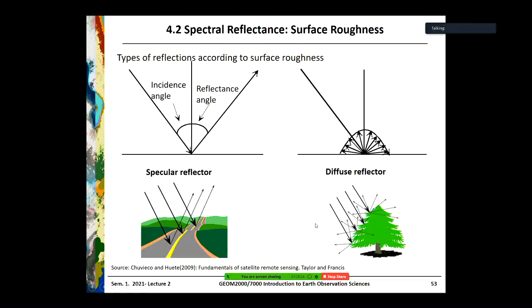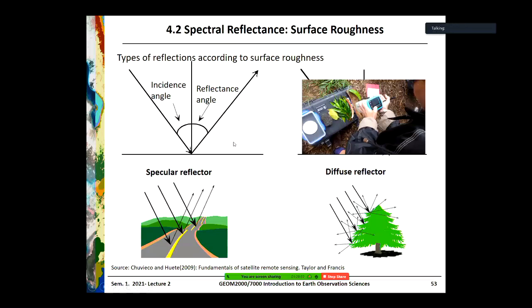Okay, there's more influence on specular and diffuse. Diffuse is good, specular is bad because you don't get colour information. And so when we take measurements with our handheld spectrometer, we're going to be taking these diffuse measurements. That's what we actually want to measure.